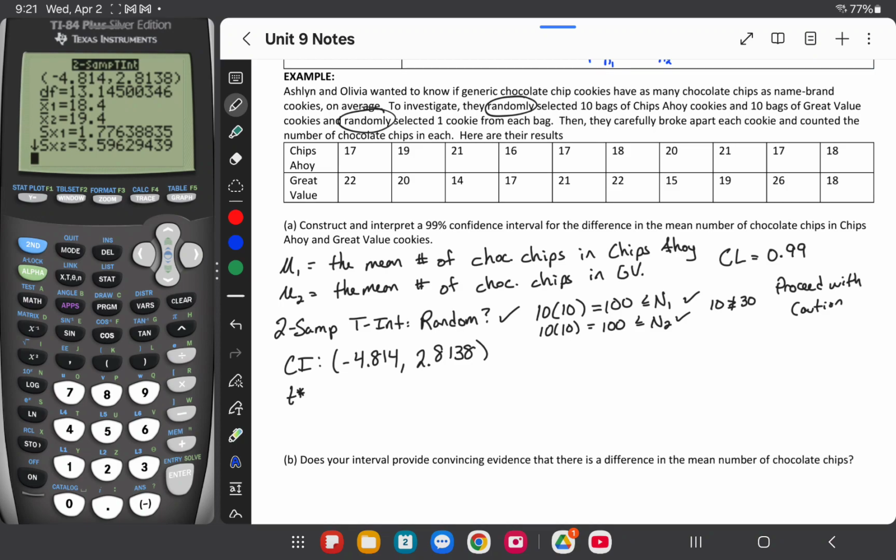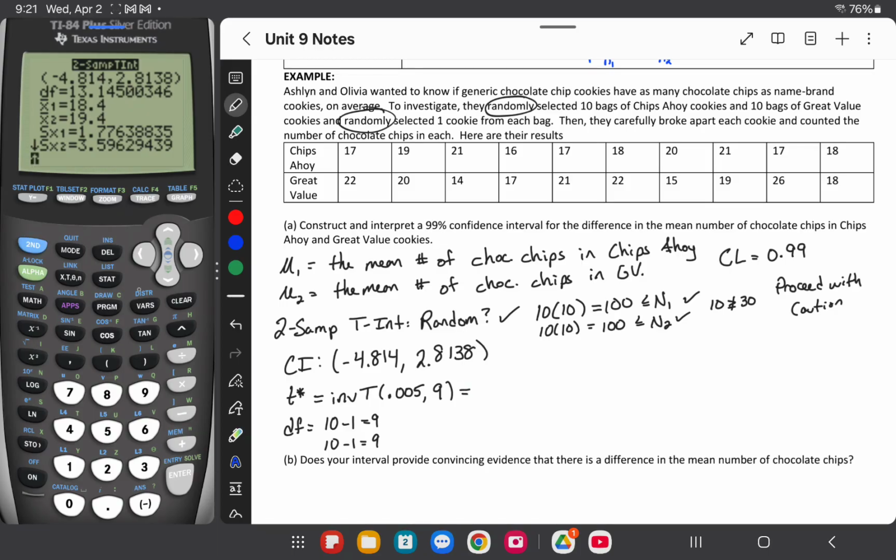To find our t-star value, this is where we're going to have to use inverse t. Remember, for inverse t, we have to use area to the left. So a 99% confidence interval leaves 1% for the tails. For each tail, that means 0.005, and so inverse t being area to the left, I'll have to use 0.005. And remember, degrees of freedom is 1 less than our sample size. So 10 minus 1 is 9, and for our second degree of freedom, 10 minus 1 is 9. The lesser of those 2 would still be 9, so that would be our degrees of freedom here.